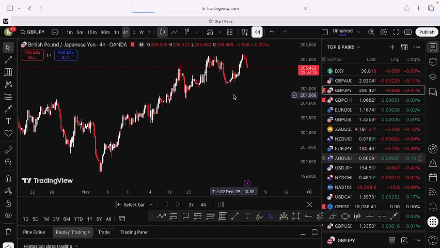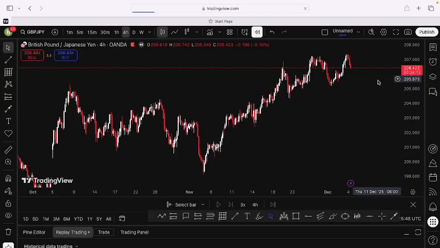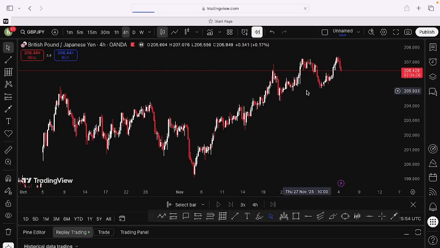So in today's video we're doing analysis on GBP JPY and GBP CHF. So let's start off with GBP JPY on the 4-hour time frame, and as you can clearly see, the market is pushing to the upside. There is no need for us to look at the previous structure. We're just going to focus on the current structure, guys.